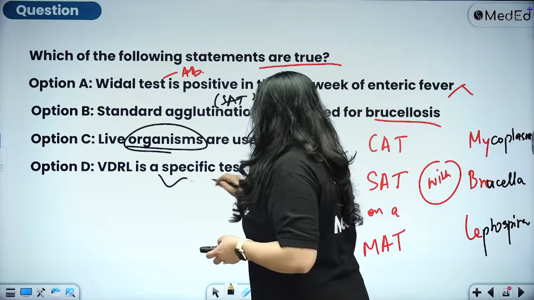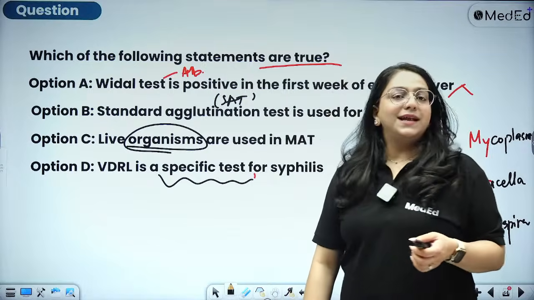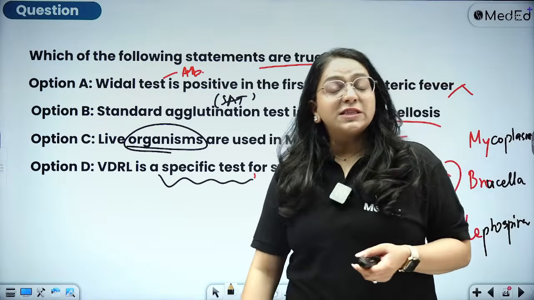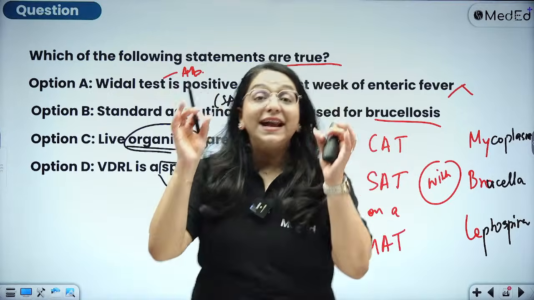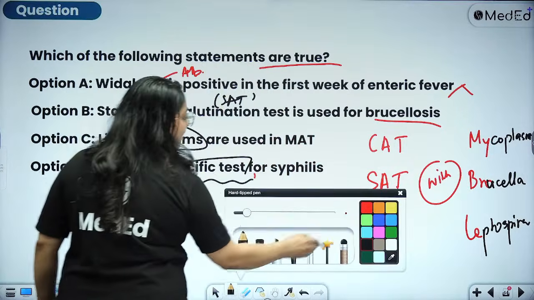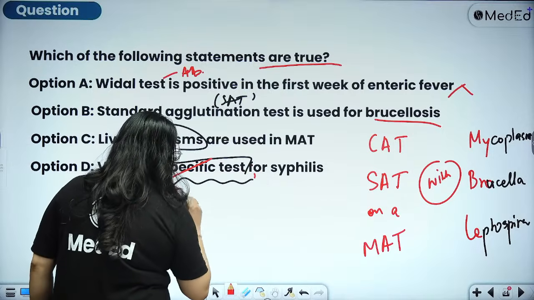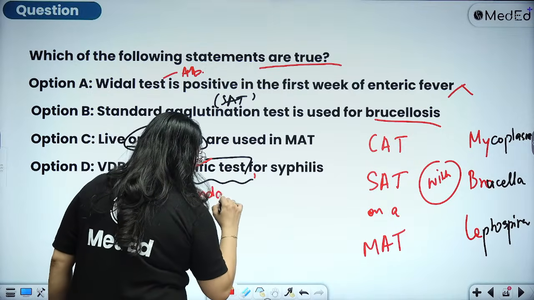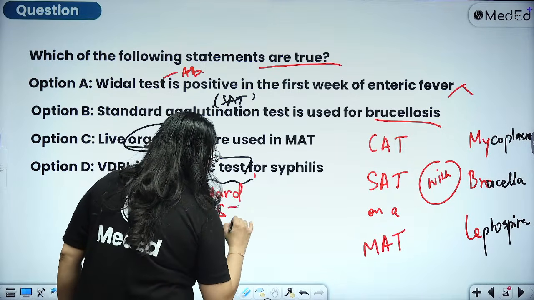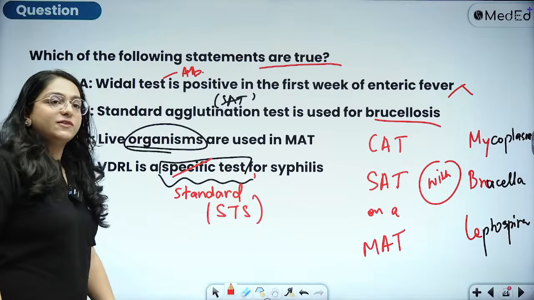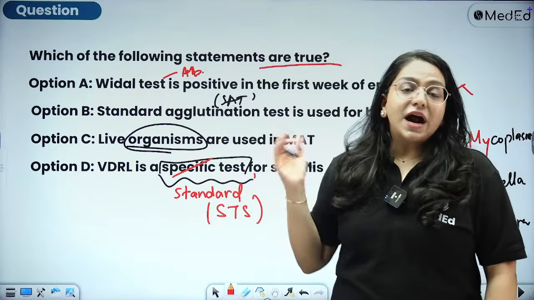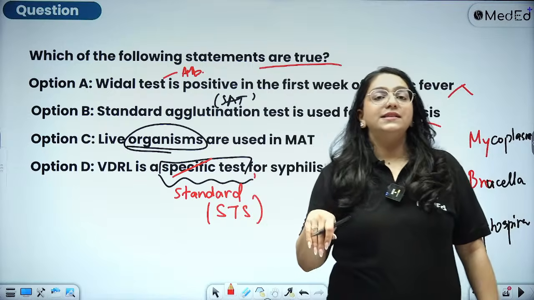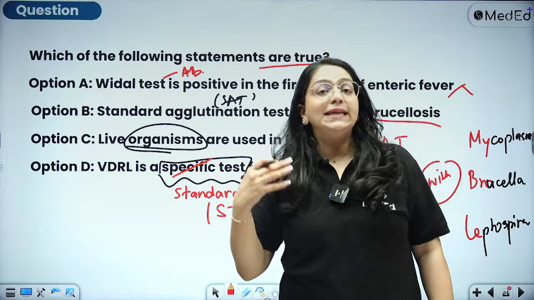VDRL is a specific test for syphilis? No. It is not specific. It is non-specific. Why? Because we are using non-treponemal antigen. This is a standard test. So, what should they have written here? Standard test for syphilis. That is why we call it STS, standard test for syphilis, also called the non-treponemal test, where we use the cardiolipin antigen and see the reagin antibodies.